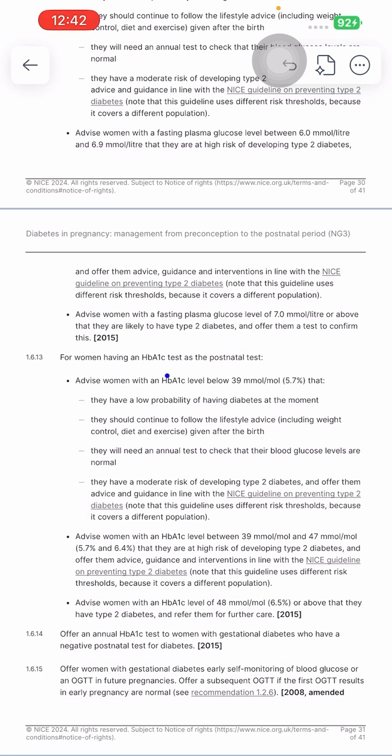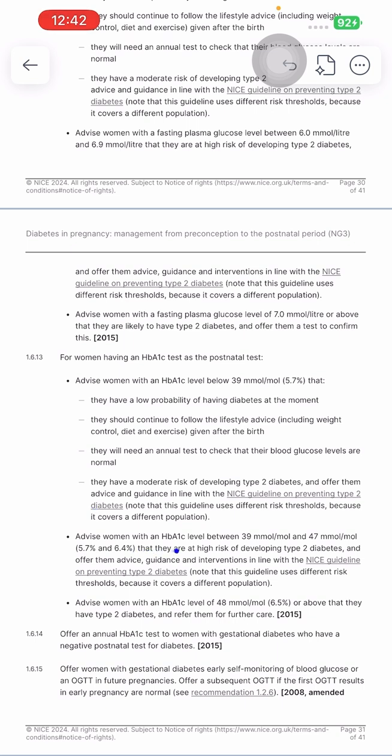For women having an HbA1c test as the postnatal test, advise women with an HbA1c level below 5.7. If, for example, the fasting blood sugar is not available, then you have to offer her HbA1c. If the patient comes with an HbA1c report, then it is okay. So for HbA1c, it should be less than 5.7. You will tell her there is a low risk, low probability of having diabetes, and she should maintain her lifestyle modification, and annually check her HbA1c level.